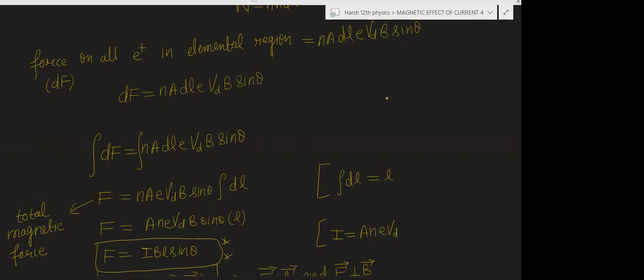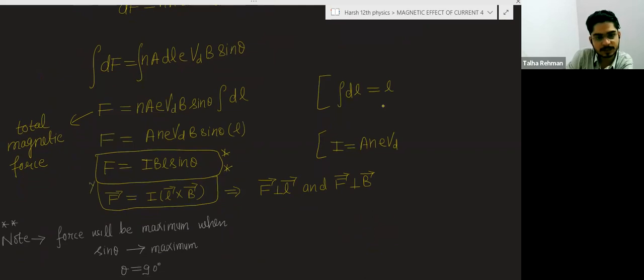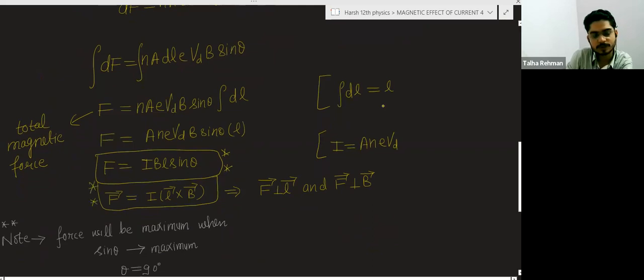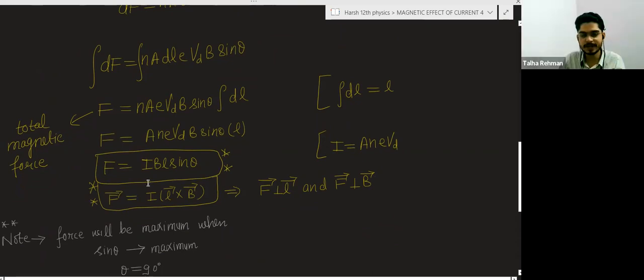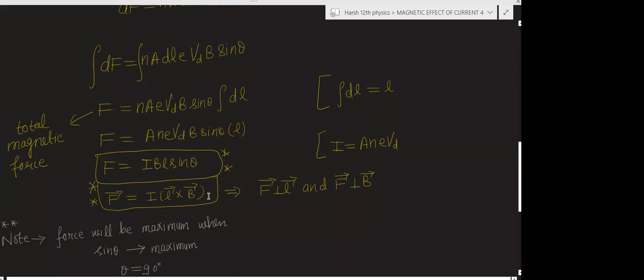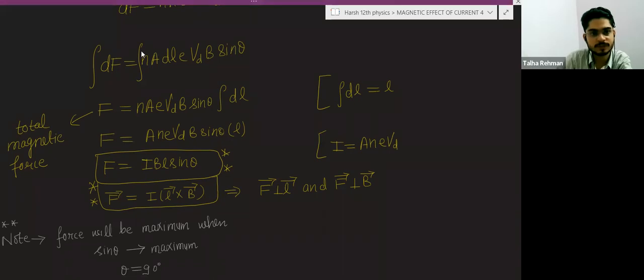So you can scroll down. Please learn both these results. This is the force on a current carrying wire in a magnetic field. This is the scalar form. This is the vector form. Both forms you should know. And this thing is also very important.